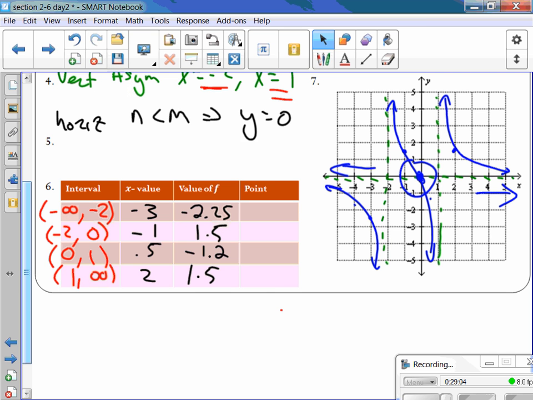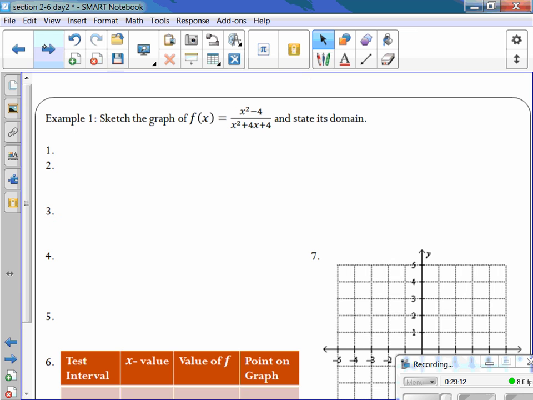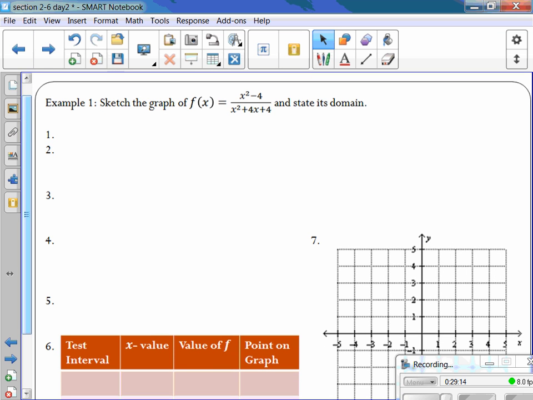Over here we have f of x equals x squared minus 4 over x squared plus 4x plus 4. So here, I want to simplify it.